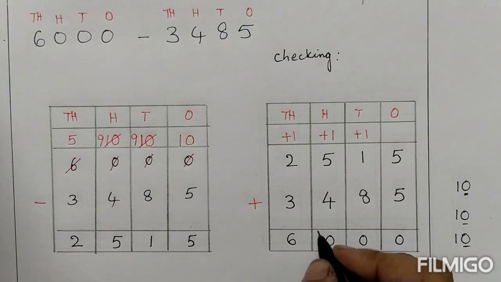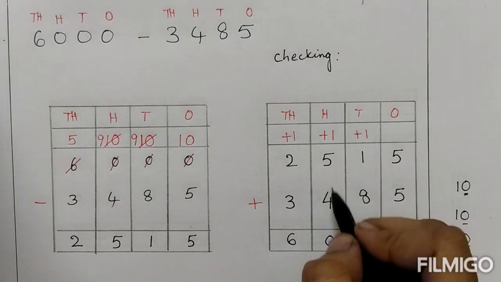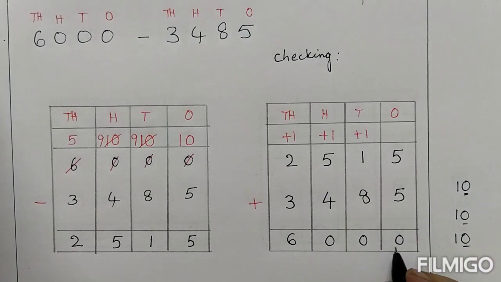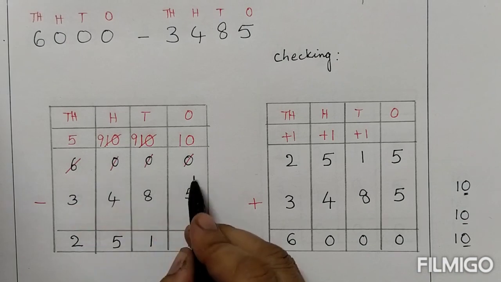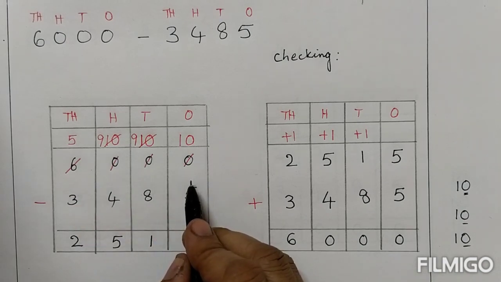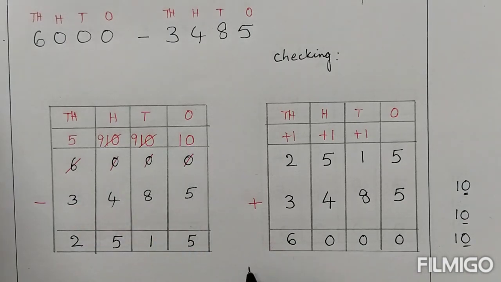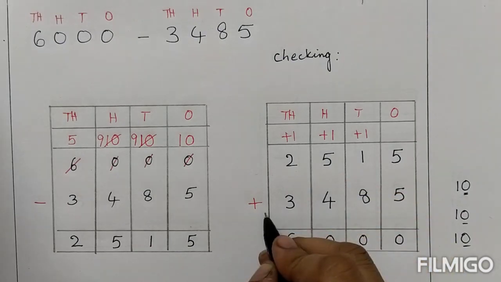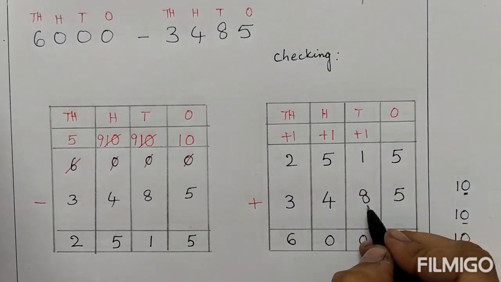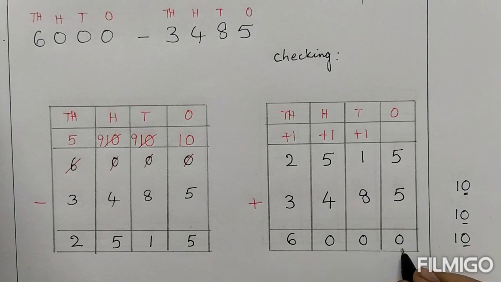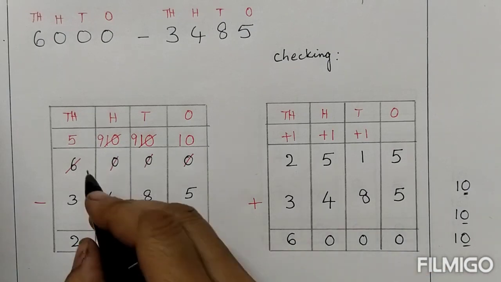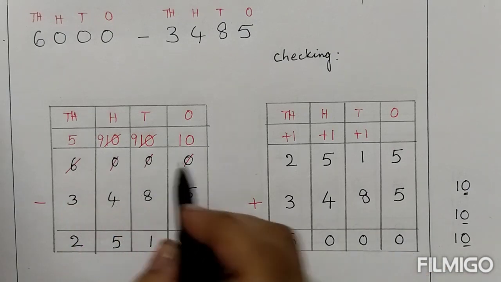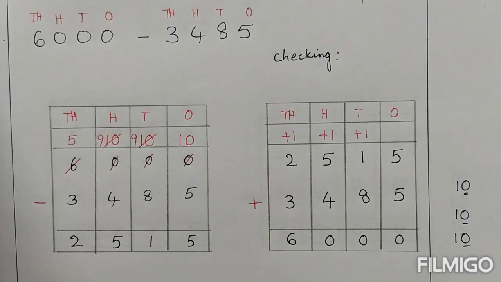See children here, after adding these two numbers, whatever the answer, that is the same as the first number. In this way we have to check the answer after subtracting: the difference and the second number we are adding here, and after adding these two numbers, whatever the answer we are getting, that should be the same as the first number. In that way we should check our answer.